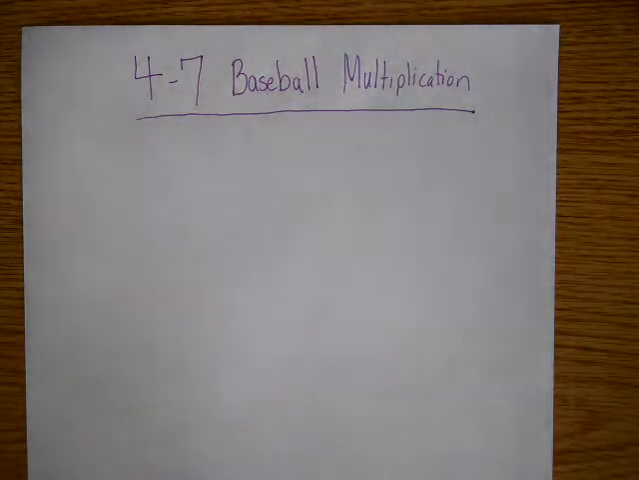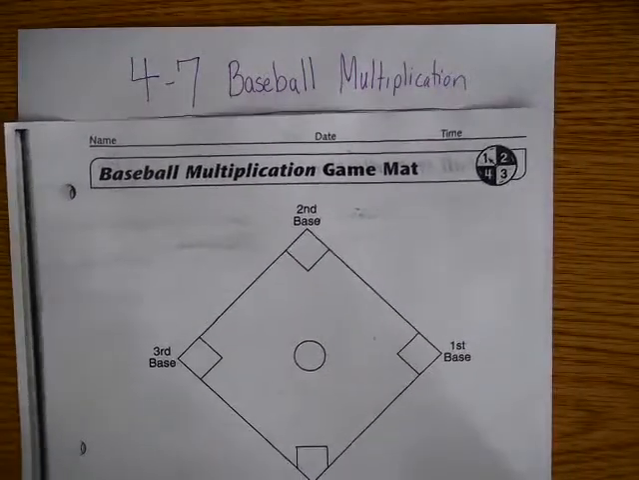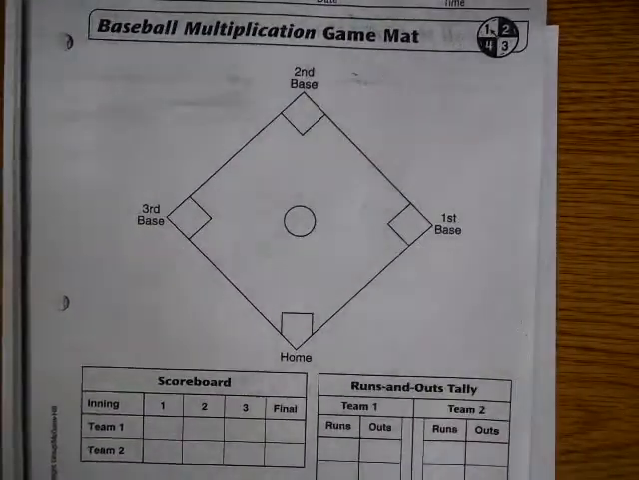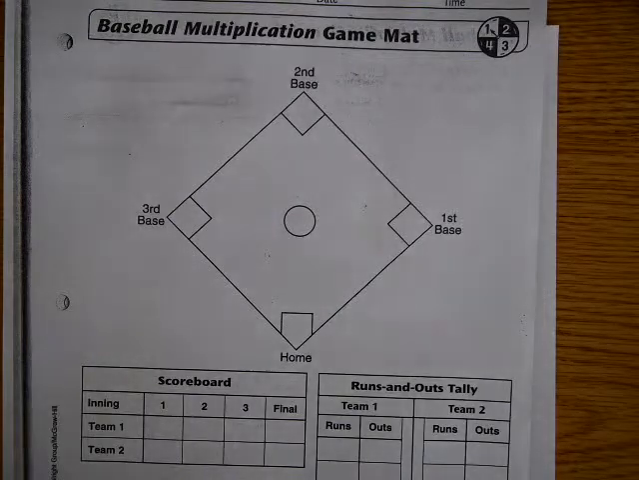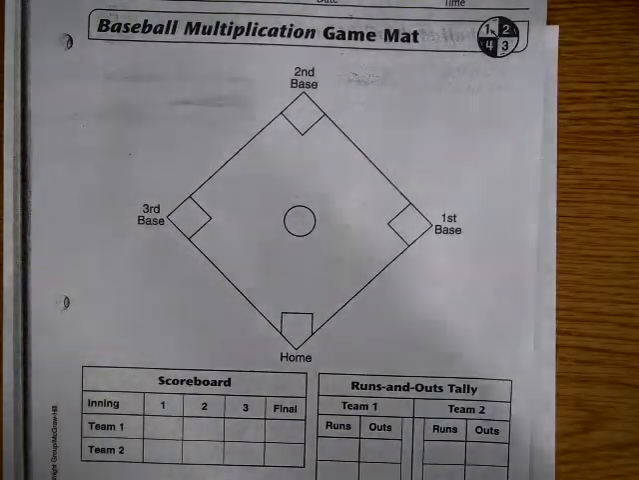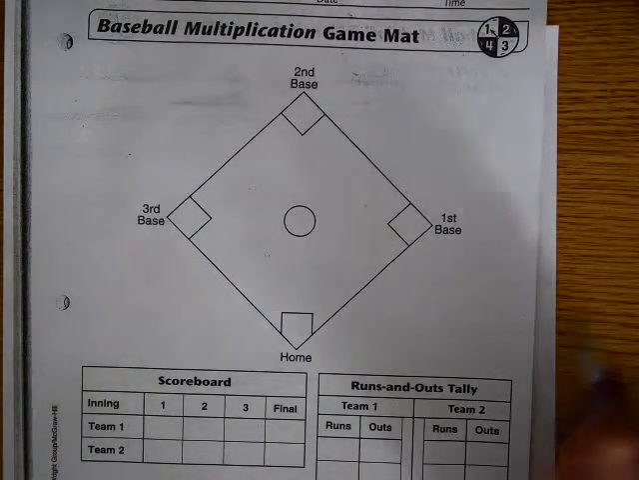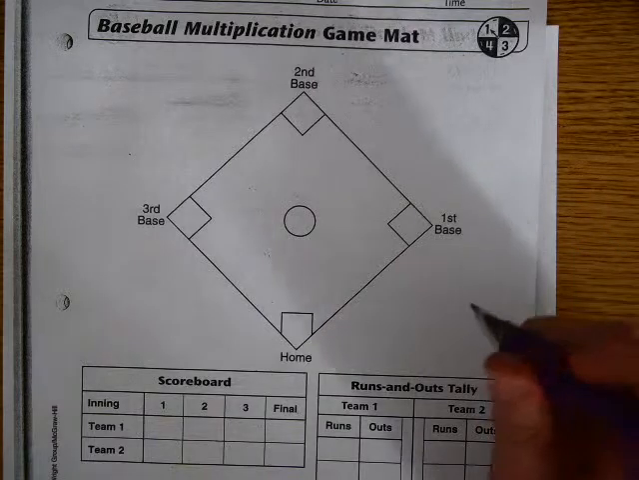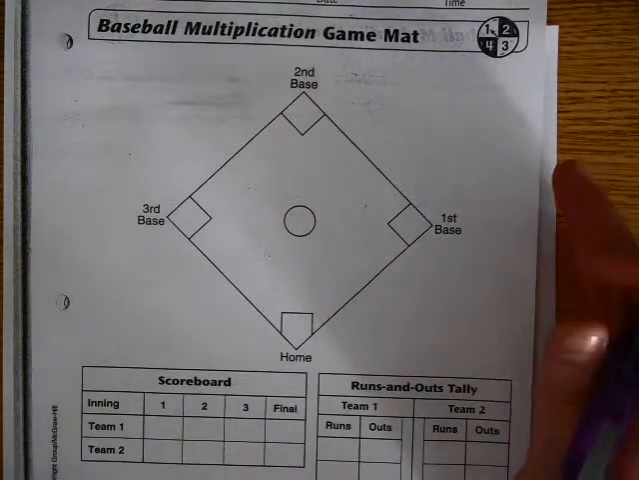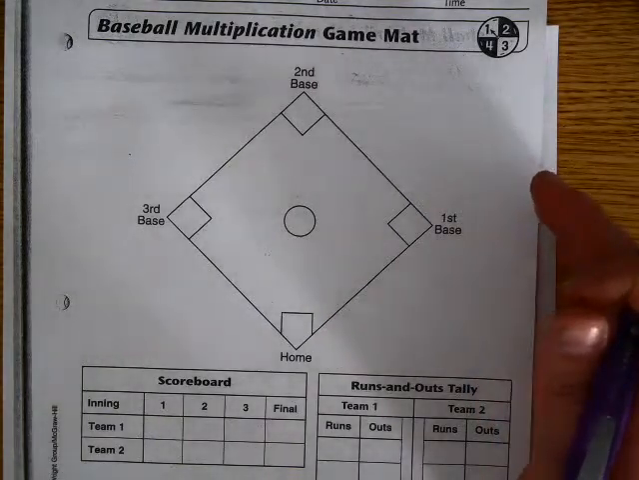So the kids are actually going to be playing a baseball multiplication game today. And the game looks like this. And the point of the game is to score more runs in a three inning game. So they're going to work with multiplication facts 1 through 6. And there's 2 teams of 1 or more players on each team.